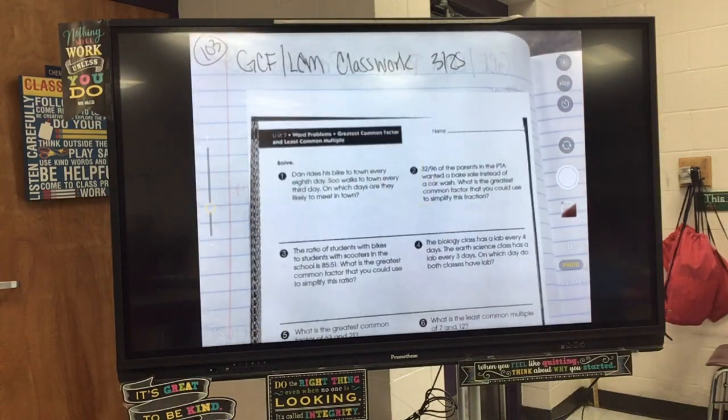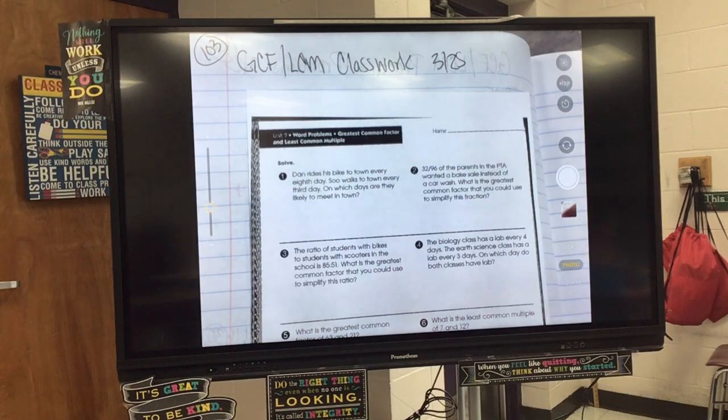All right. When you are dealing with GCF LCM questions, you are looking for key words that essentially help you figure out if you're doing GCF or if you're doing LCM. So like for number one, obviously these are all word problems too. What do you need to do?